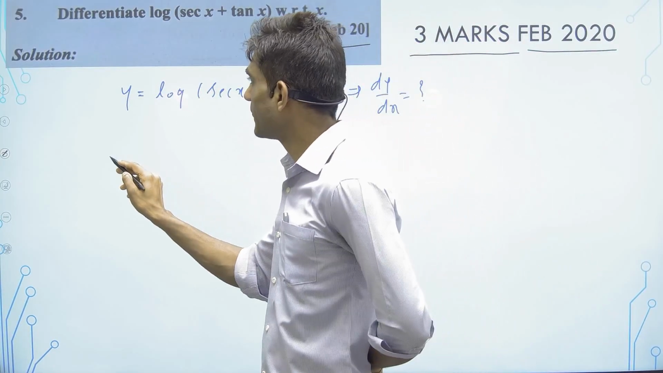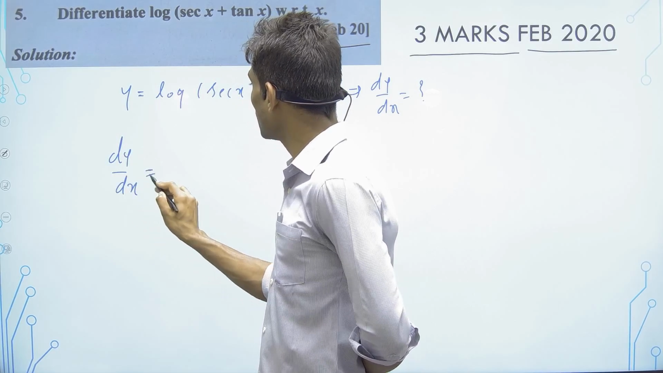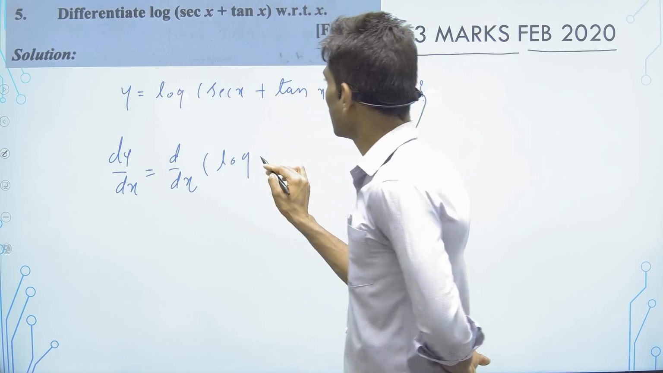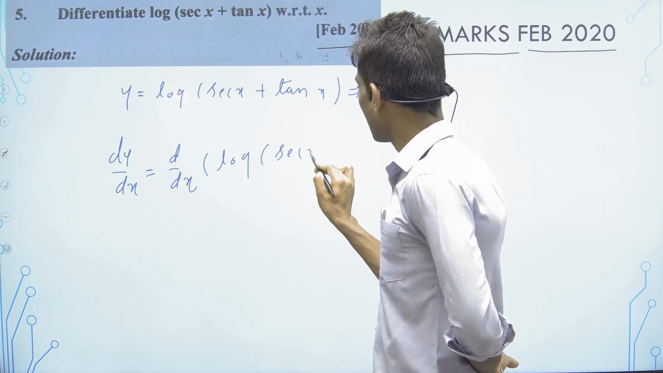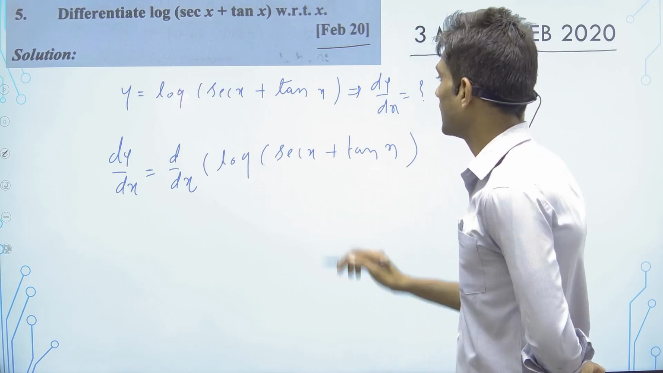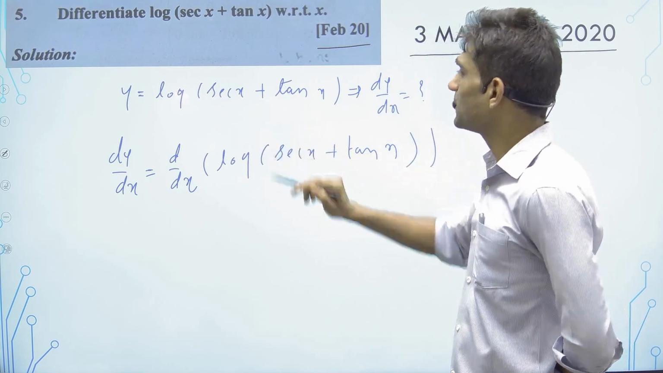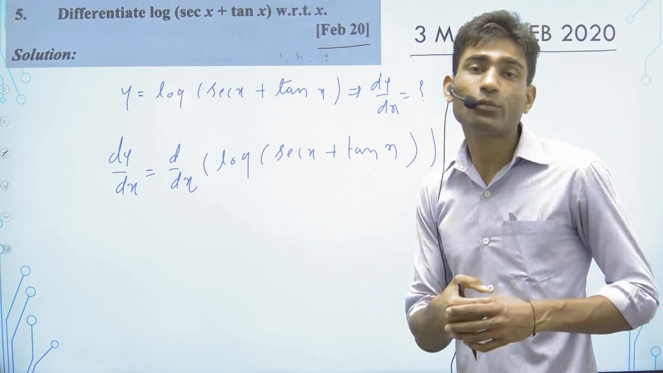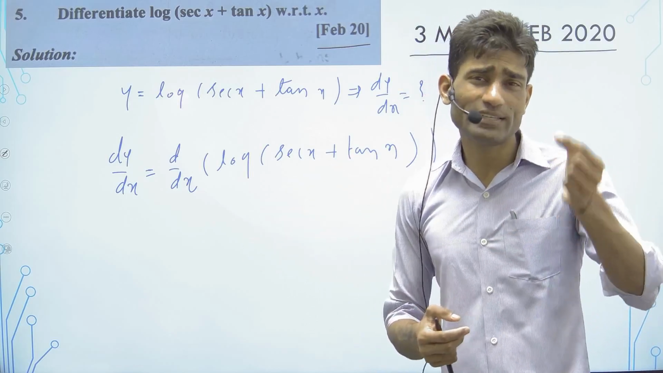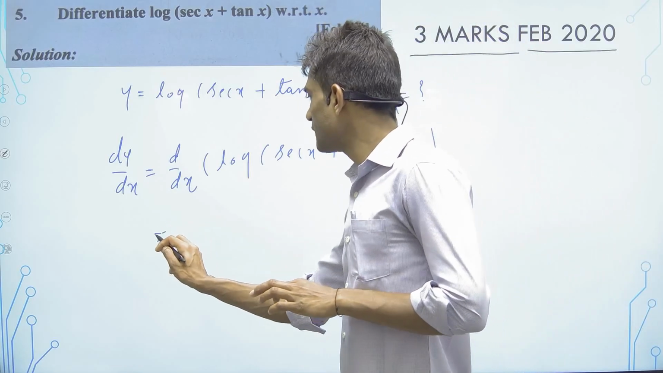Now find its differentiation, dy by dx, which is equal to d by dx of log of sec x plus tan x. Okay, now we want the differentiation of sec x plus tan x. We can see here log of sec x plus tan x means function under function, that means it is a composite type of differentiation. So apply the composite rule for differentiation.